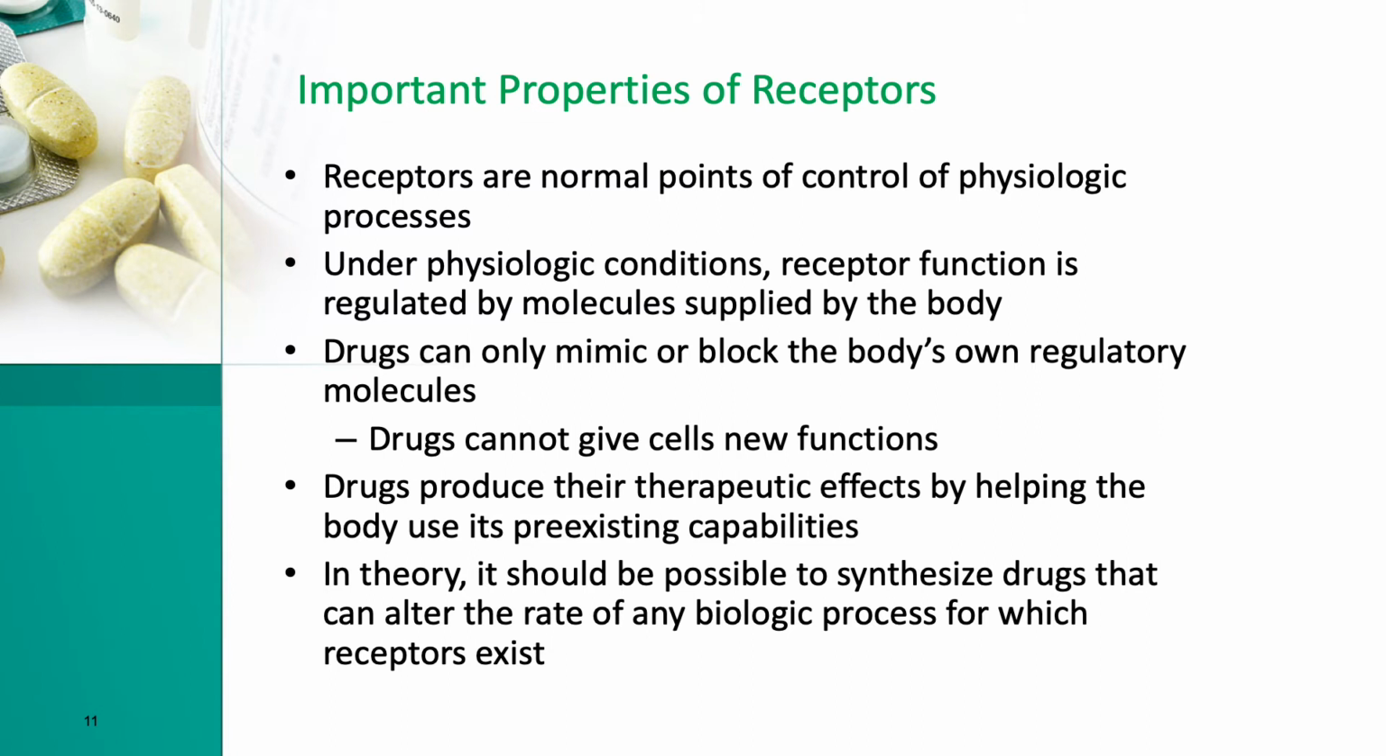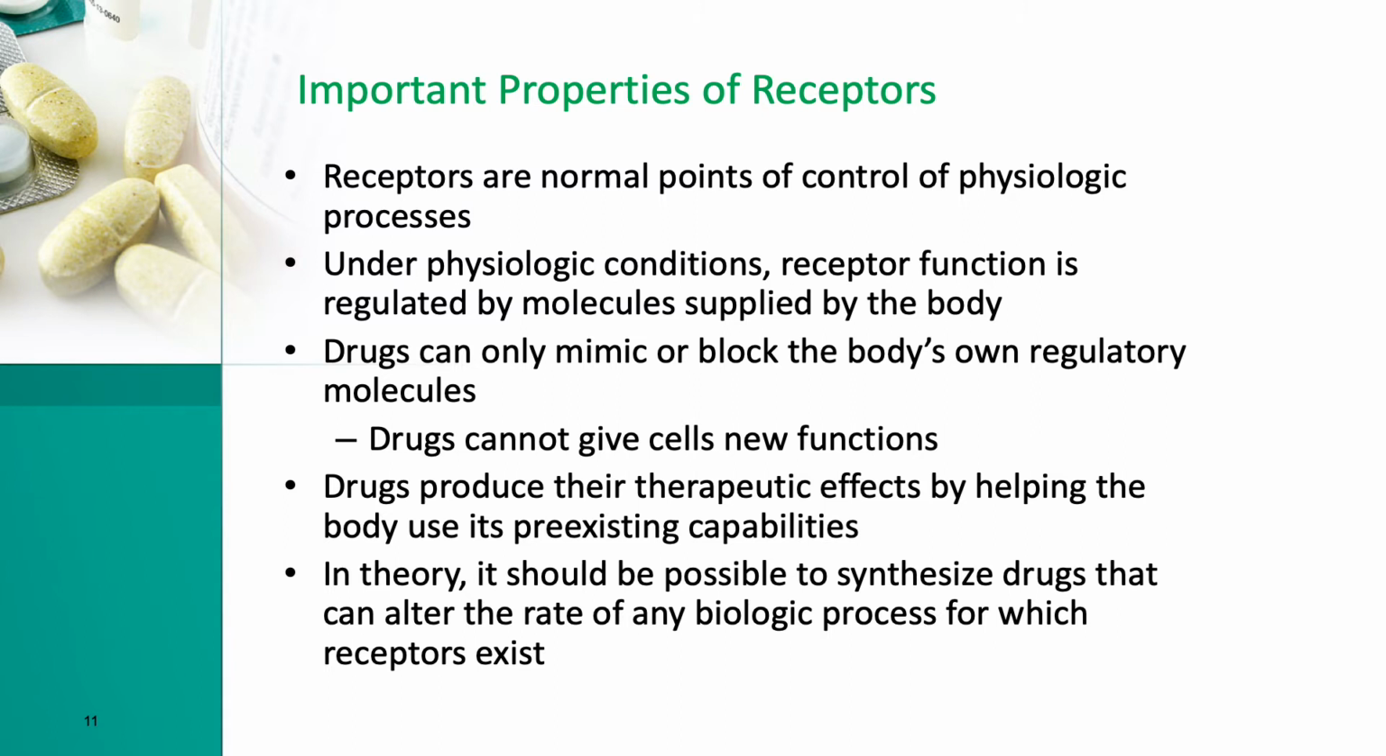These are important properties of receptors so you can understand their role in pharmacodynamics. Receptors are normal points of control of physiologic processes and are regulated by molecules supplied by the body. Drugs can only mimic or block the body's own regulatory molecules and cannot give cells new functions. Drugs produce their therapeutic effects by helping the body use its pre-existing capabilities. Again, it cannot give cells new functions.